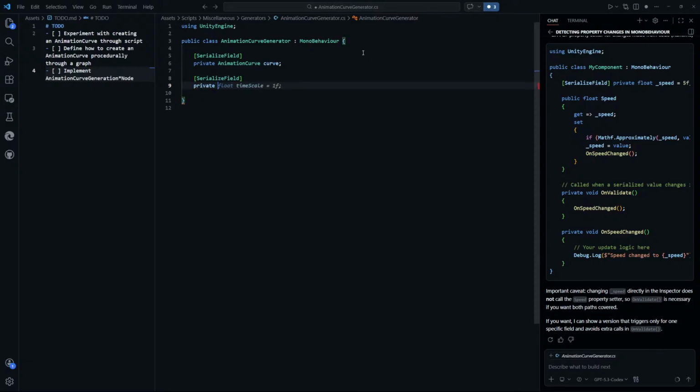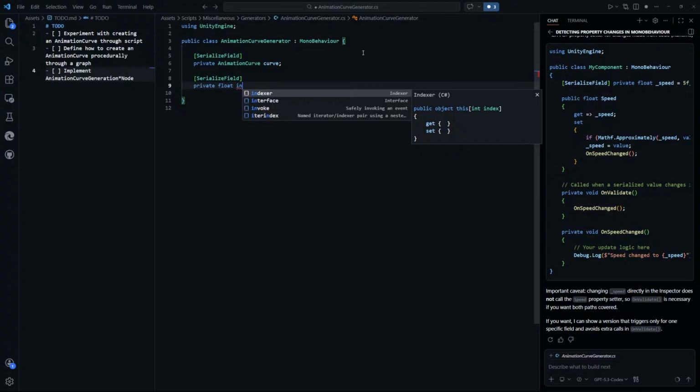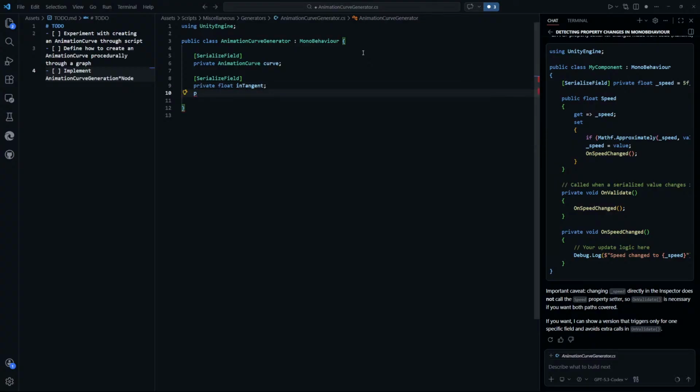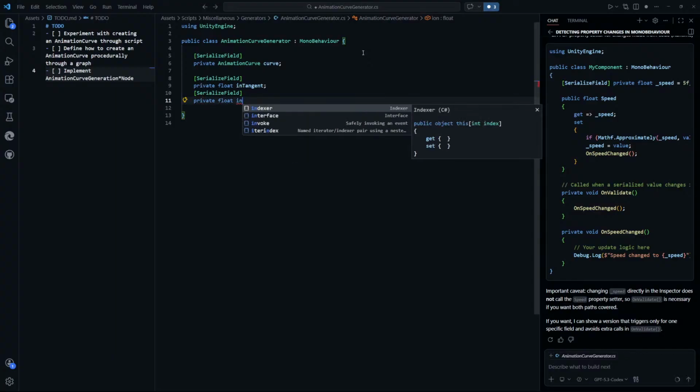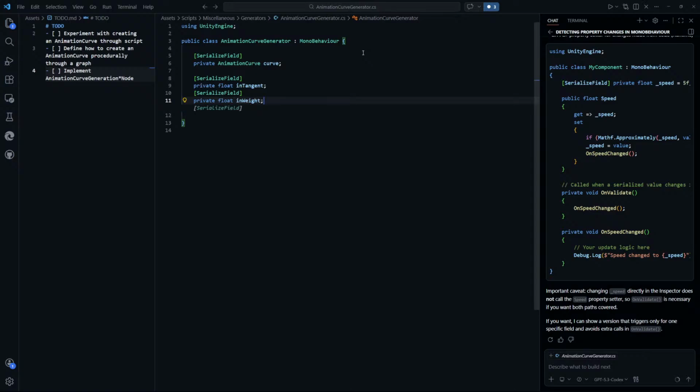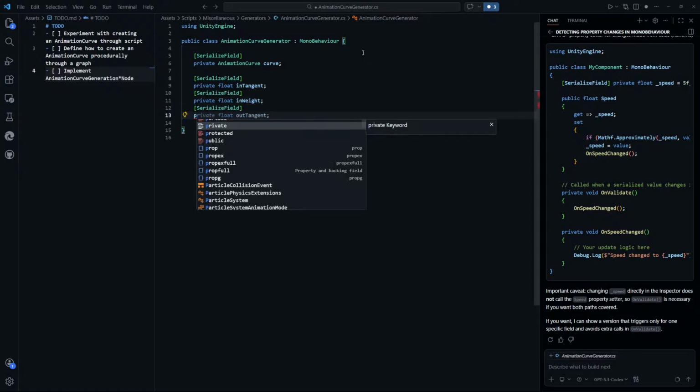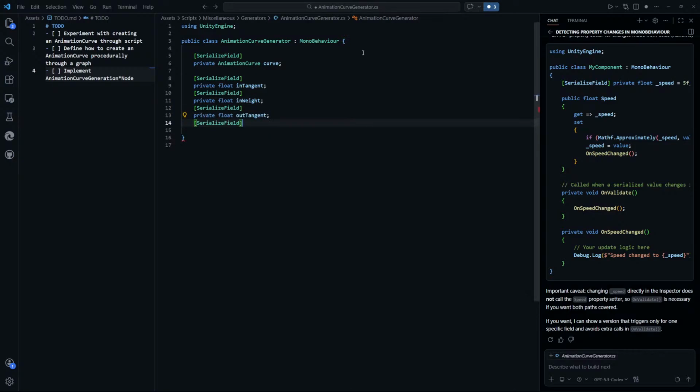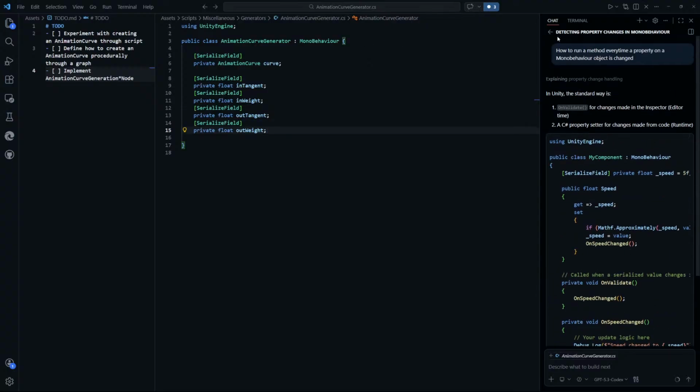It's going to be not time scale, but in tangent, and soon, but I want to have in weight. Yes. Let's see here. On validate. Private void OnValidate.